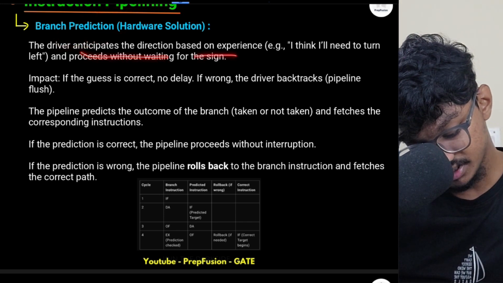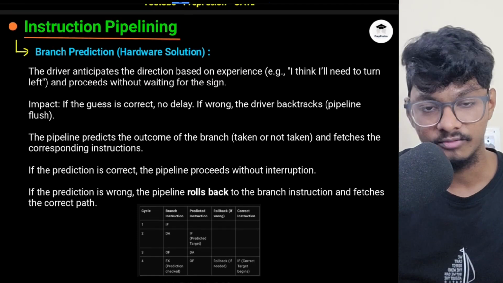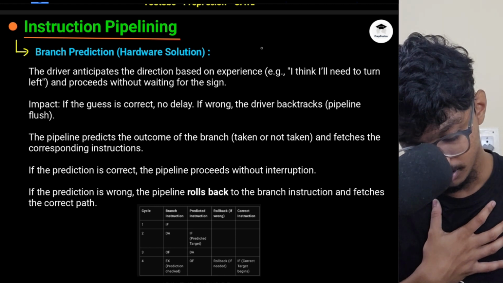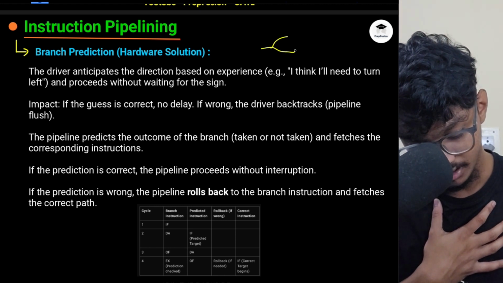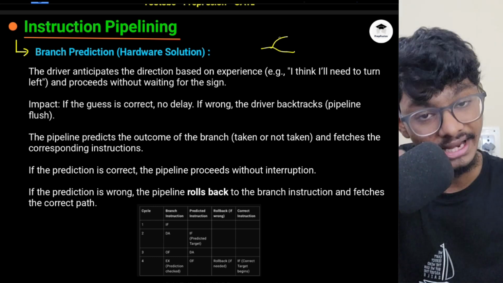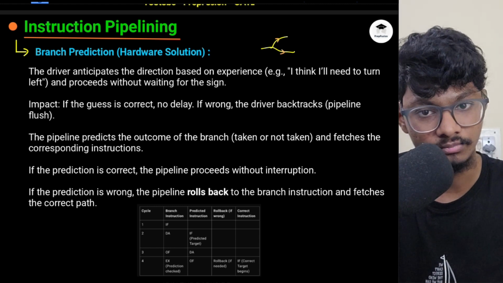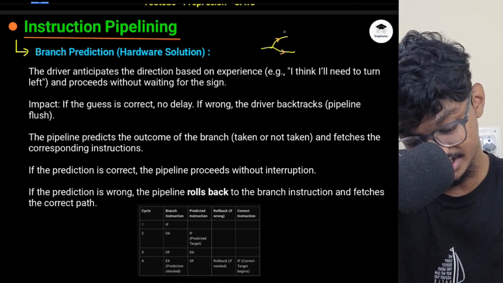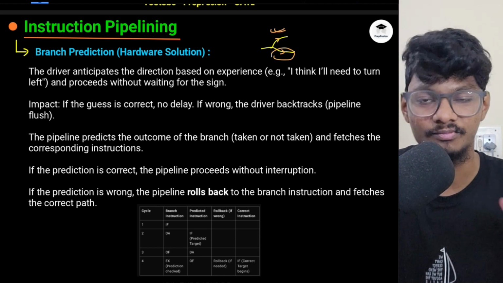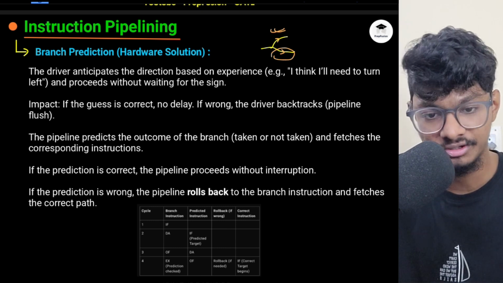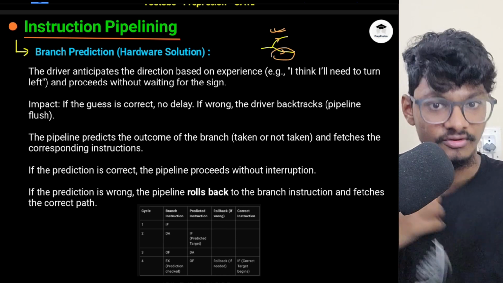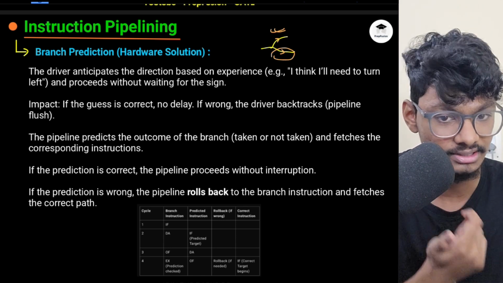The driver anticipates the direction. I'm giving you an analogy: with experience, the driver knows whether to take the left turn or right turn on a very busy road. If the driver has been situated in that location for years, he knows at 8 p.m. the congestion will be on the right turn, so he will take the left turn. That is just an analogy, but actually there are many algorithms that go inside the computer. We don't want to get into that, but if we are able to predict the branch, then we can save time. If I'm not taking the branch, then obviously it will be sequential, so we are saving the time there.